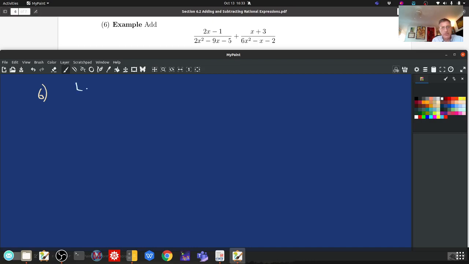So the very first step, we want to find the LCD of 2x squared minus 9x minus 5 and 6x squared minus x minus 2. So that means we have to factor each one of these. So the factorization skills are really important, that you get these and you get them really, really well.